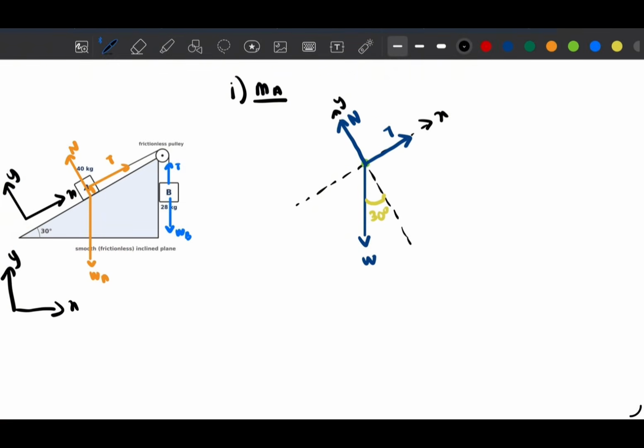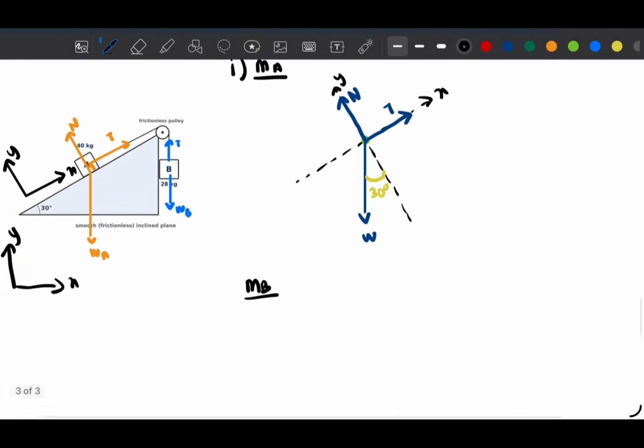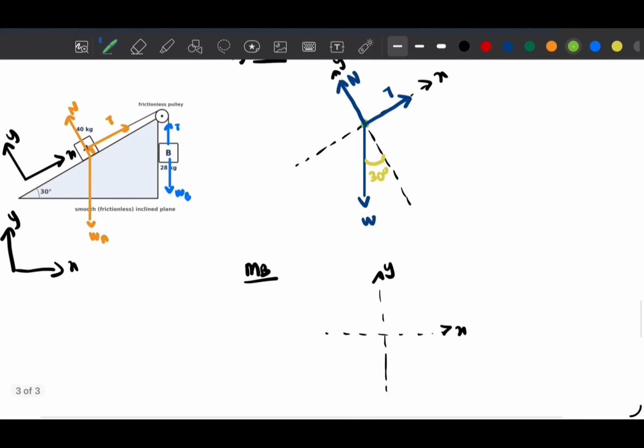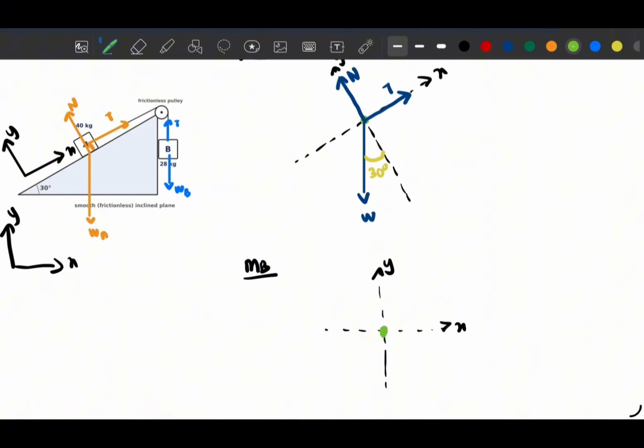Next, we're going to continue with the free body diagram for object B. For this part, I will not have any issue with the x-axis and y-axis. I'm going to draw the normal x and y without tilting them. I'm going to place my object at the origin. This is my block B. And then I'm going to transfer all the forces I have identified, the tension here, and the weight straight down. These are the forces here.